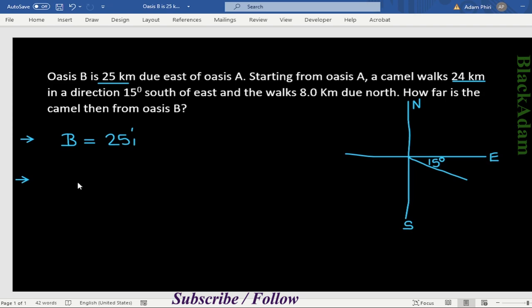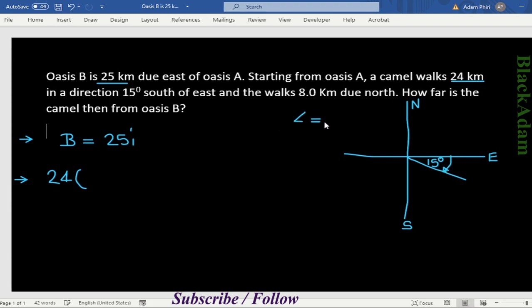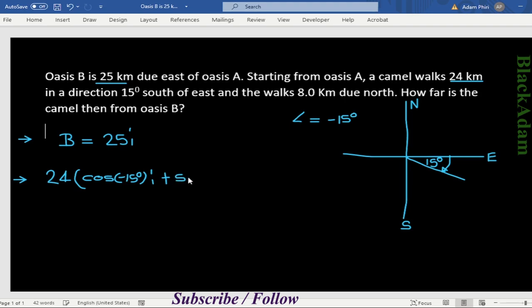And then from there we have 24 kilometers, but let's just make it easy. We don't include the units at the moment. Let's just include the coordinates, the angle, which is negative because it's clockwise, not anti-clockwise. Then that means it's negative 15 degrees, cos negative 15 degrees. And we also have another component, the vertical component, which will be sine negative 15 degrees.